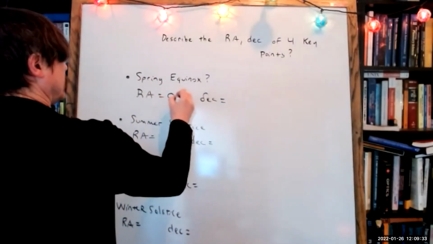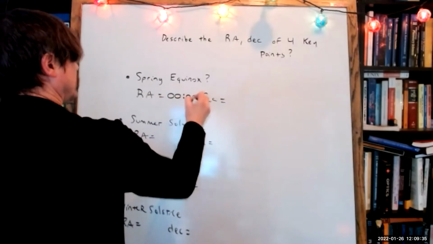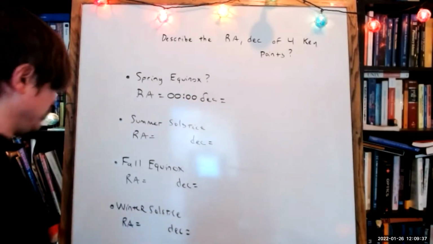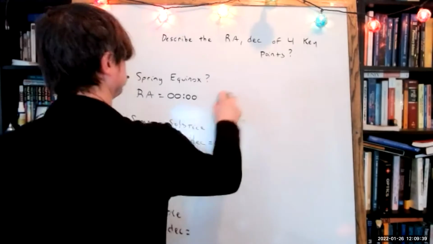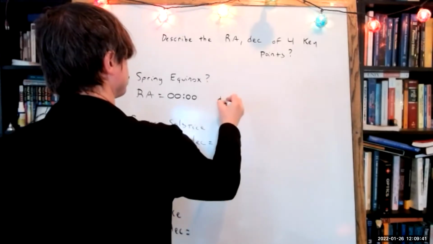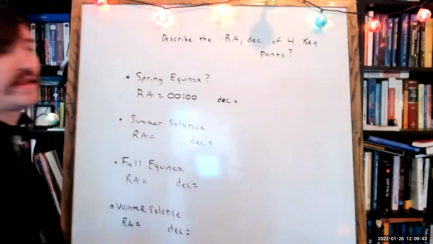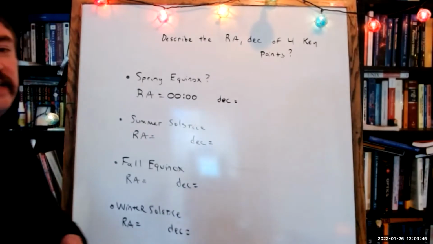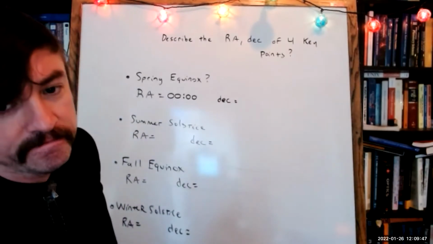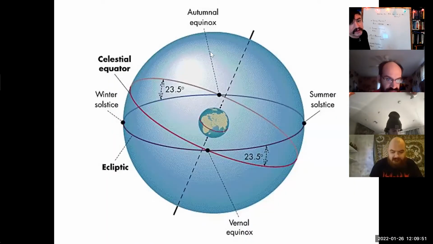How about the declination? We always do right ascensions like a sort of military time. The declination? 0 degrees, because you're on the celestial equator. Very good.